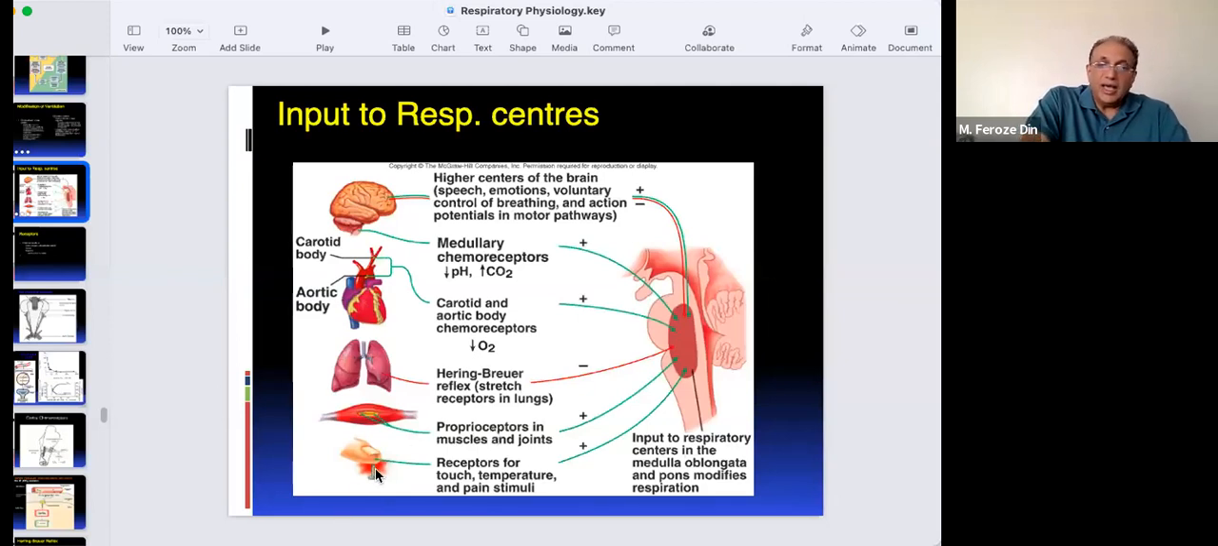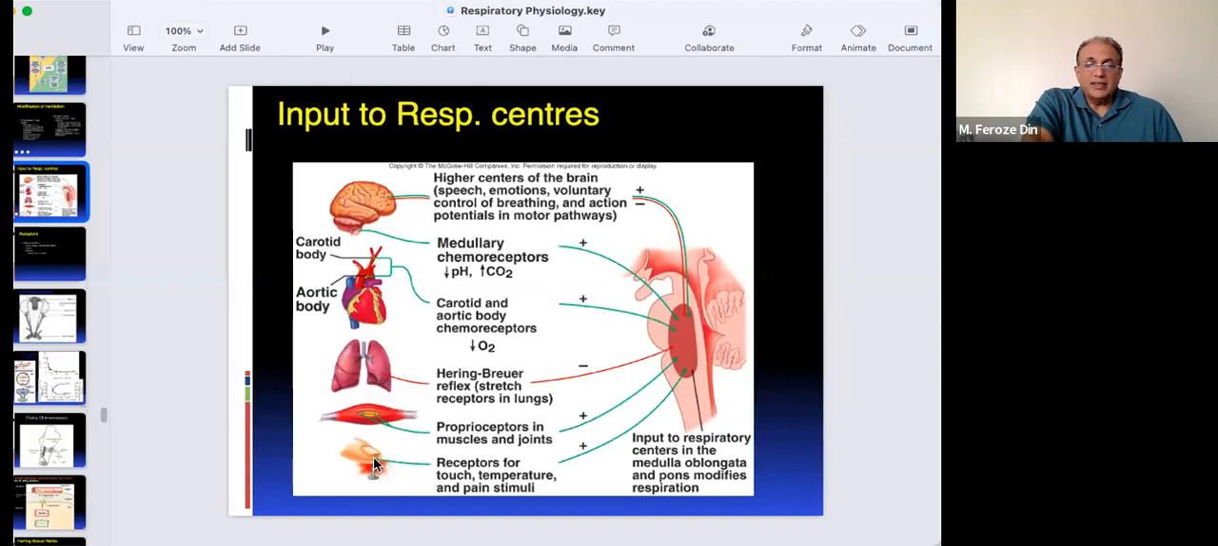Pain causes a sharp pain, not only physical pain, but even temperature. Excessive cold causes a sharp input of respiration, and you in fact hold your breath. All these are involuntary reflexes which are initiated by receptors outside the lungs. Yeah, the proprioceptors and the pain and touch and heat receptors.